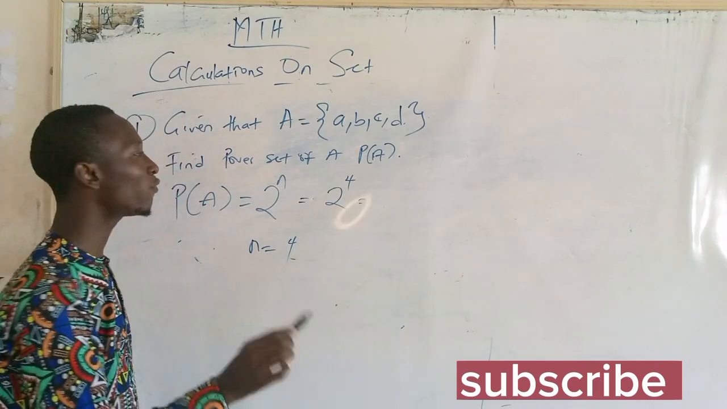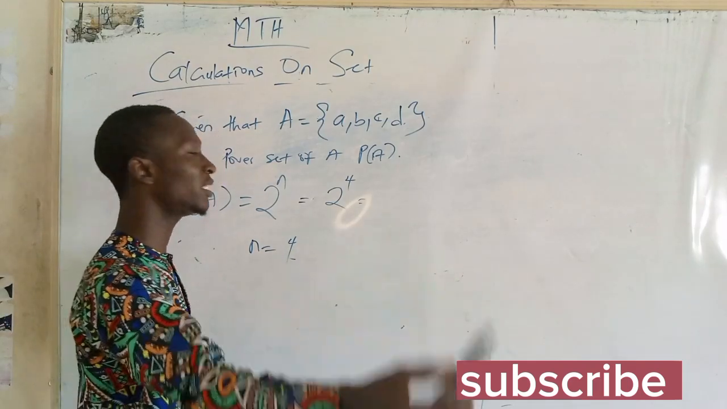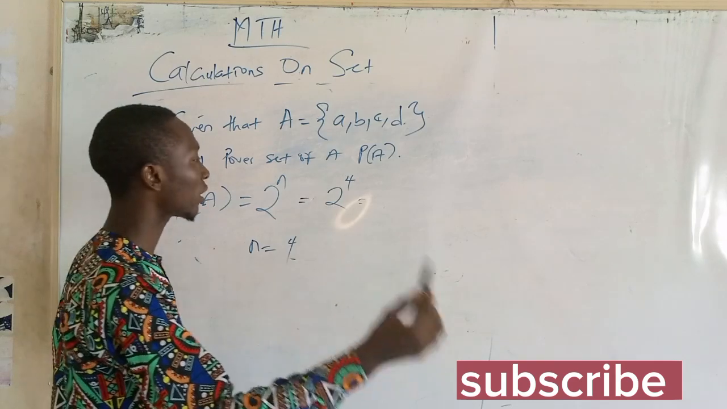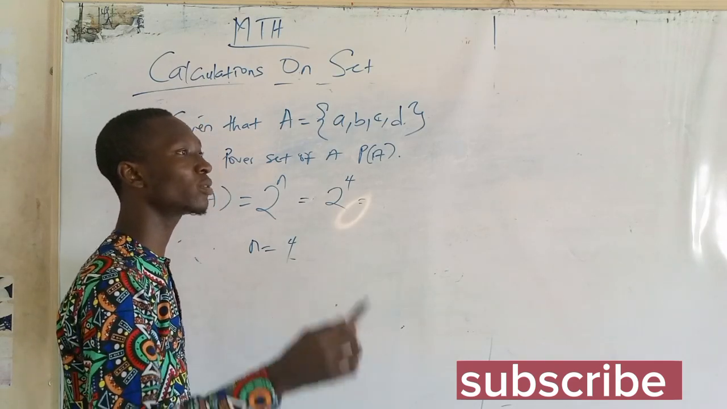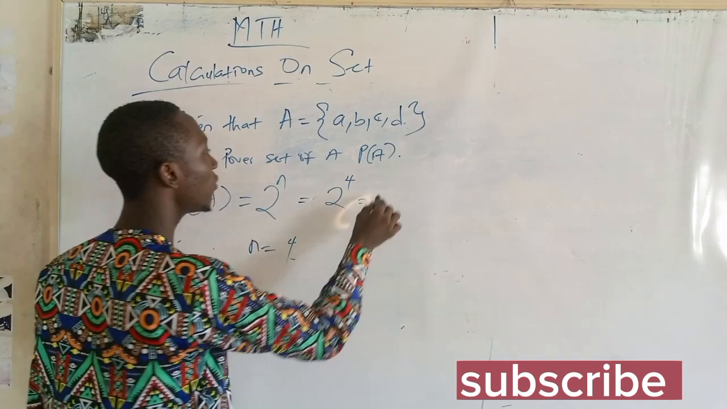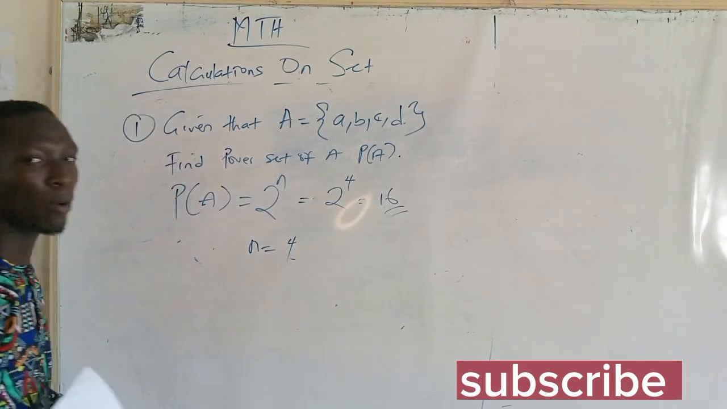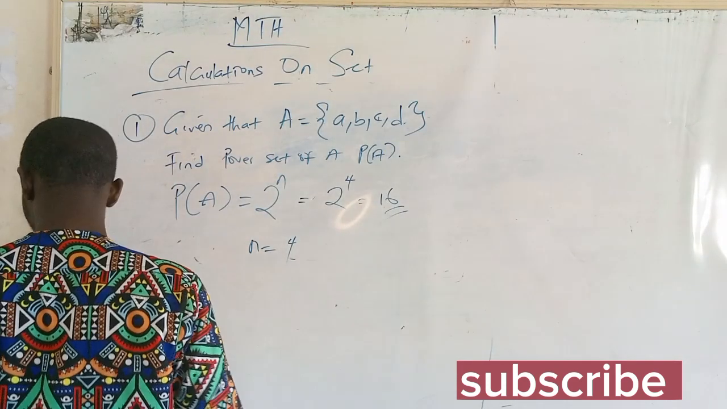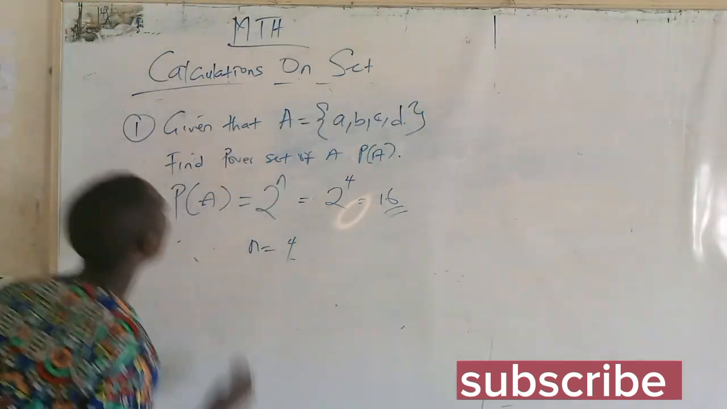Now 2 raised to power 4 means 2 multiplied in 4 places. To get 2 raised to power 4 in your calculator, you multiply 2 times 2 times 2 times 2, 2 in 4 places, and you have got 16. So this is the power set of this question. Now we'll move down to the next question.